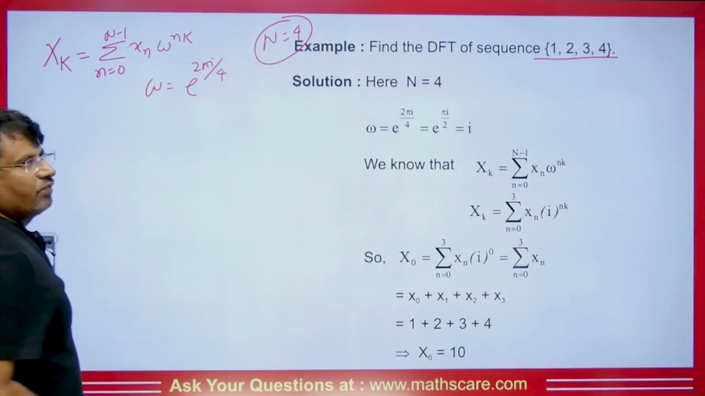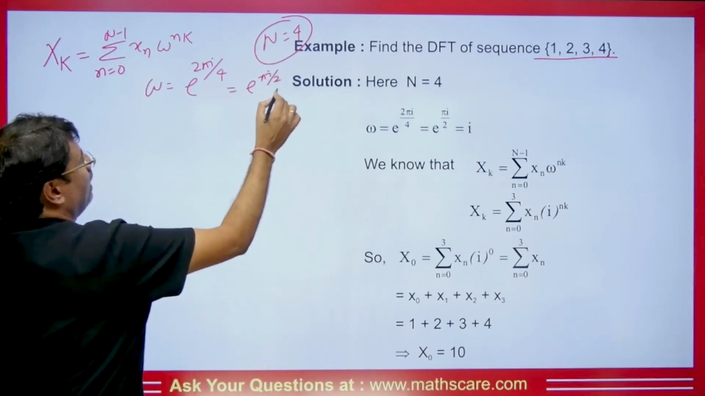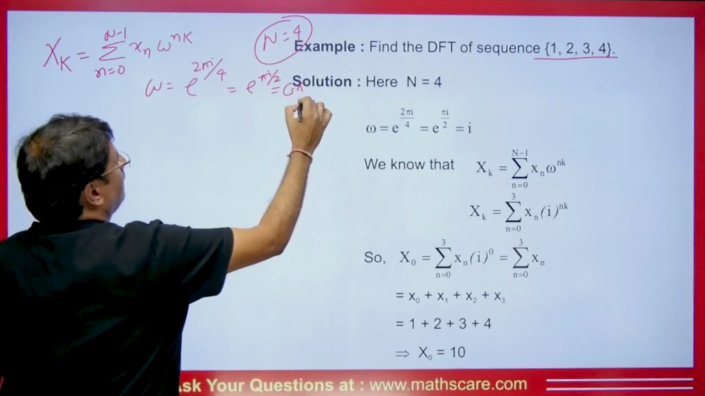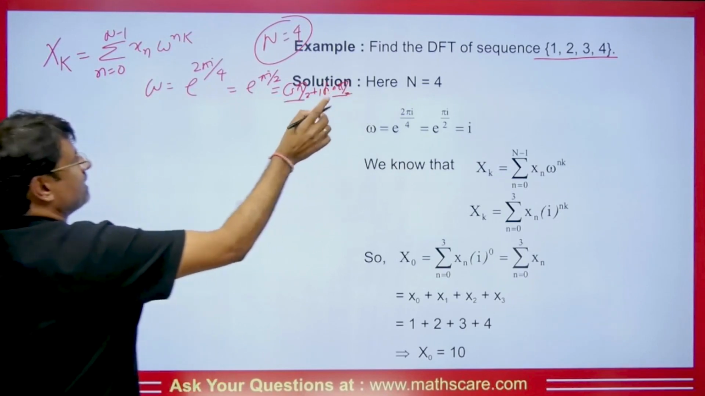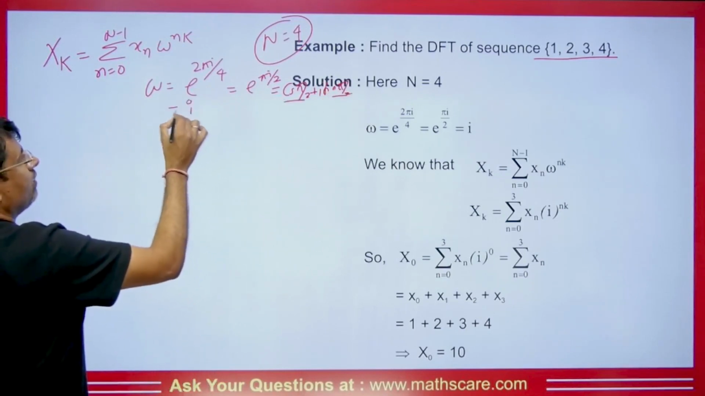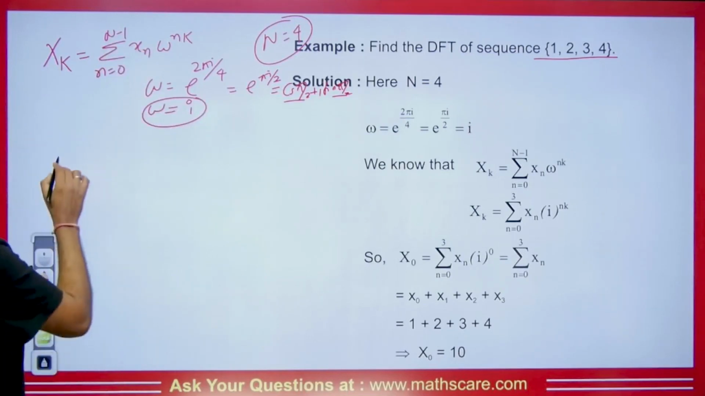Value of capital N is 4. This means that its value upon solving here will be pi i by 2. If I write this, it will be cos pi by 2 plus iota sine pi by 2. We know its value is 0 and its value is 1. So from here, what will be the value? It will be iota, right? We will put this iota here, right?